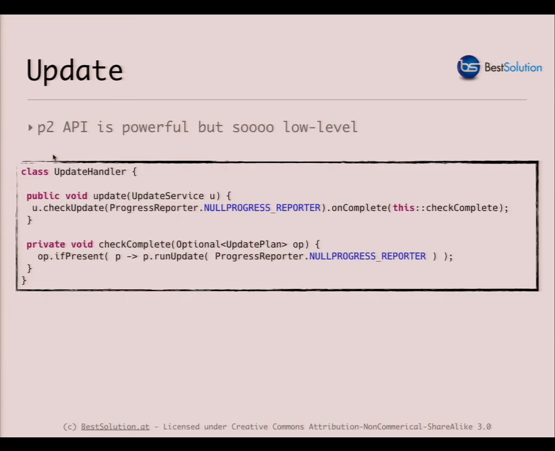So we have an update service. This is how you specify an update for P2 update in FXClipse. Adding updates to your application is no more than 3 lines of code. So you check for the update, you get on complete, you get a result, and if this result is okay, you run the real update. Done. No more P2 APIs in your code base.